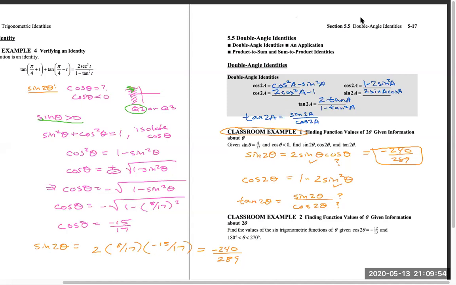All right, give me a second. I'm gonna pause real quick. All right, you guys, so we went over the first portion of classroom example 1. Let's go over the last 2 parts here. Okay, clear this out.